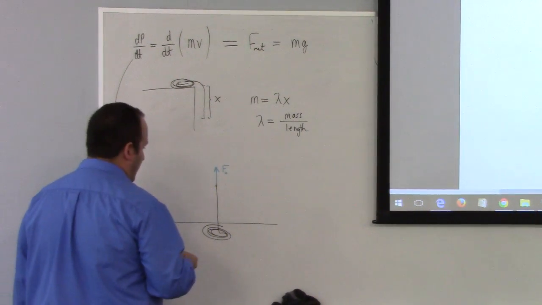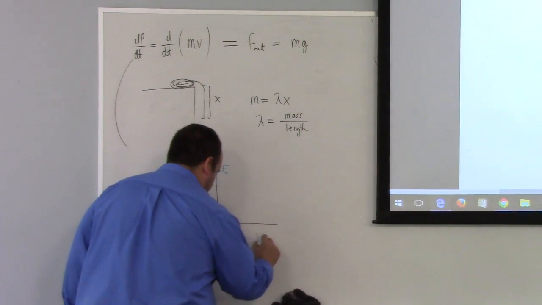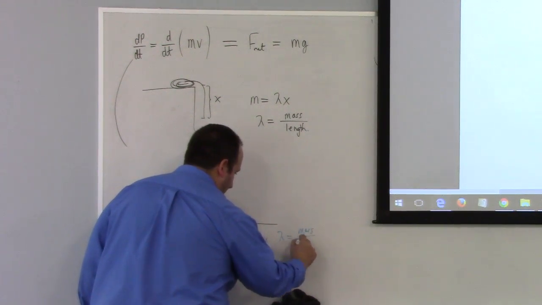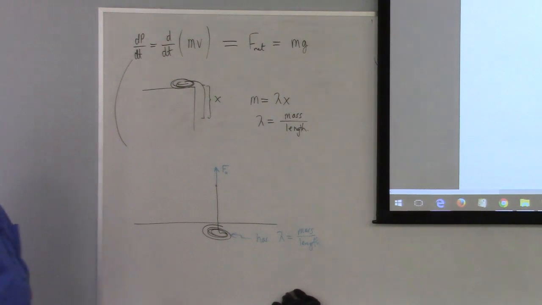So we're also going to assume that this chain is homogeneous, okay? We're going to assume that this has lambda as the mass per unit length, okay? So your solution's also going to have an unknown lambda, the mass density of the chain.